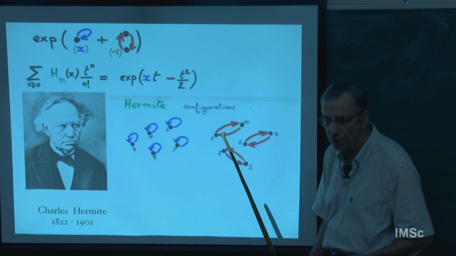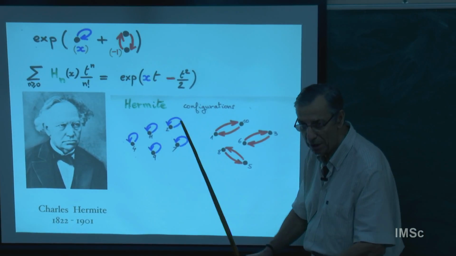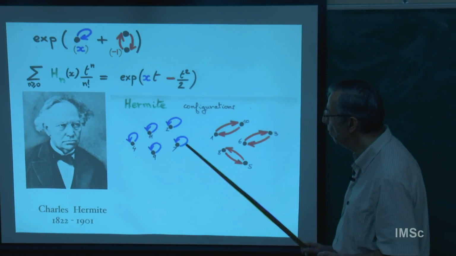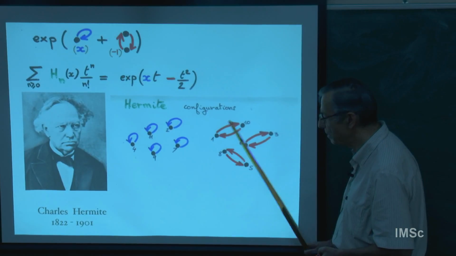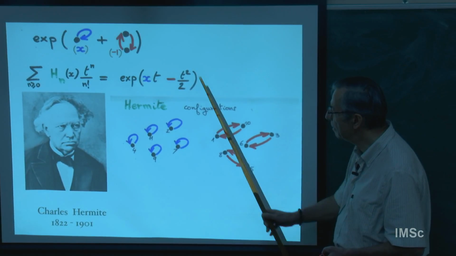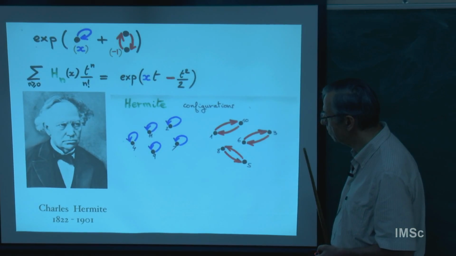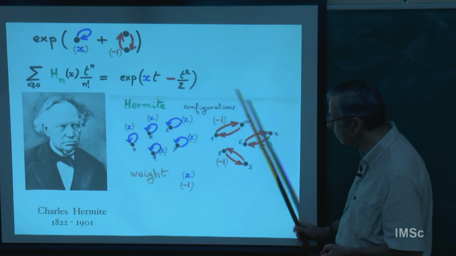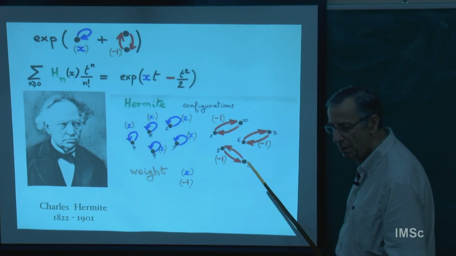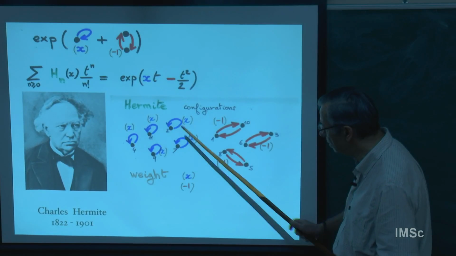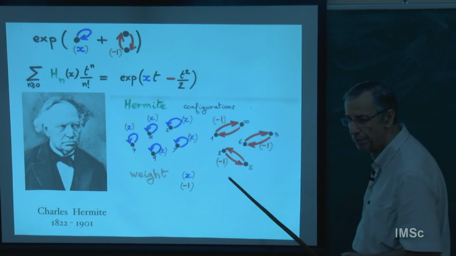Remember the number of involutions we have seen last time is exponential of t plus t² over 2. So I am putting a weight on this involution: a weight x for each fixed point, and a weight minus 1 for each cycle of length 2. Remember that we work in exponential generating function, so it's t² over factorial 2. Now the weight of this Hermite configuration is the product of all the weights, so it's going to be x power the number of fixed points, times minus 1 power the number of cycles of length 2.